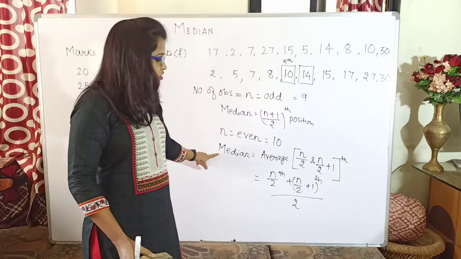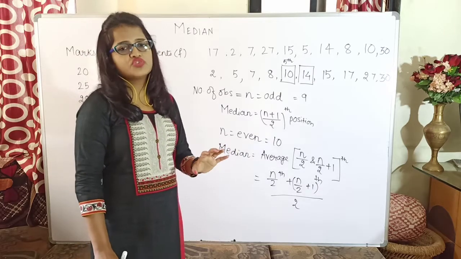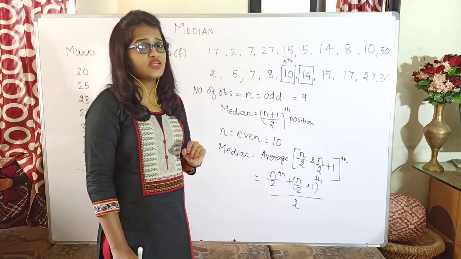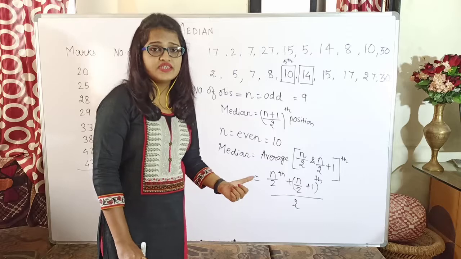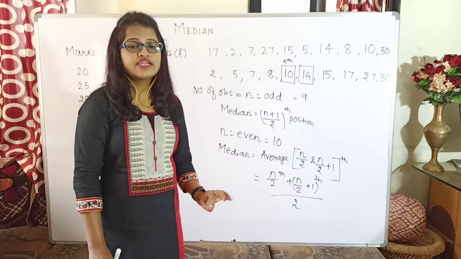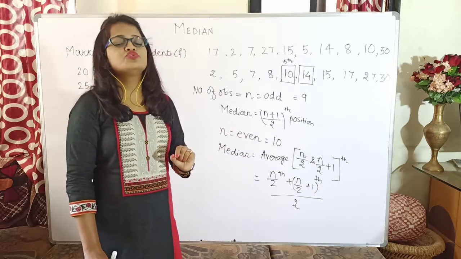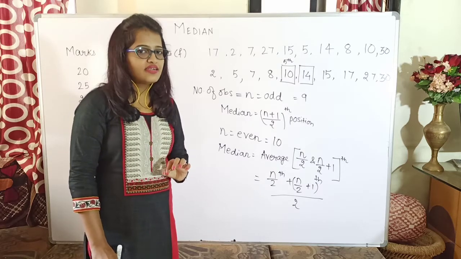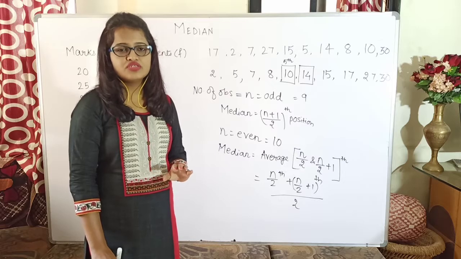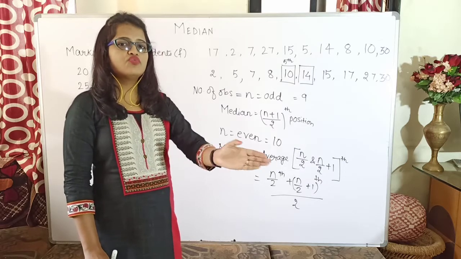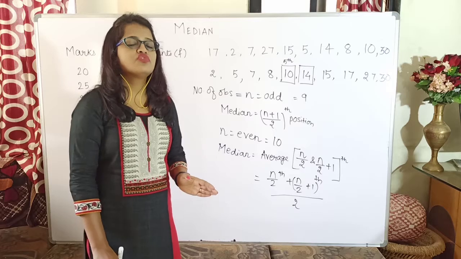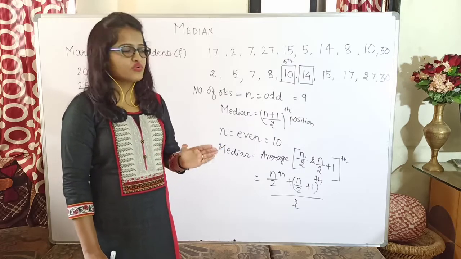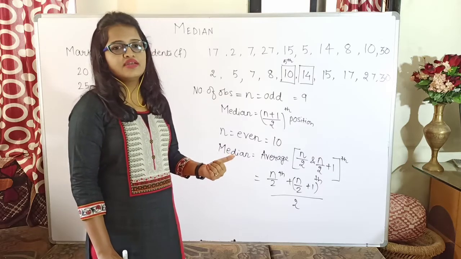Okay, here also in both the cases you have to first of all arrange the data in any order, ascending or descending, and then only go forward for finding the median. By this formula you are getting the position number, which position value you are going to consider for finding the median. Directly you are not going to get the median value. The value present at that position, that observation, will be considered as the median of the given data. Okay, so this is all about median.